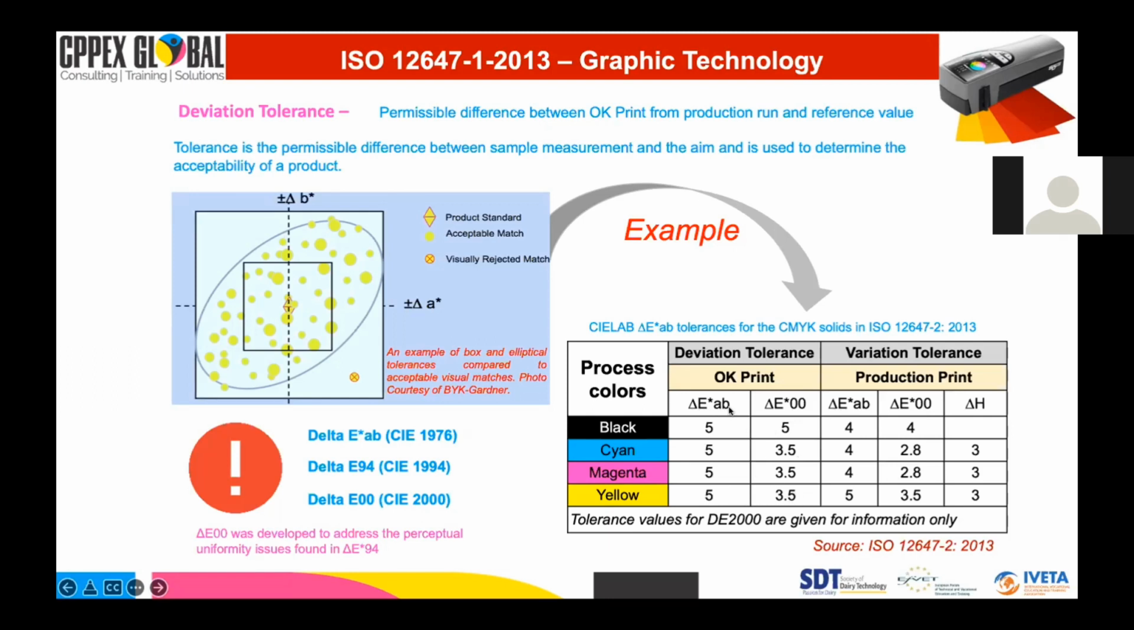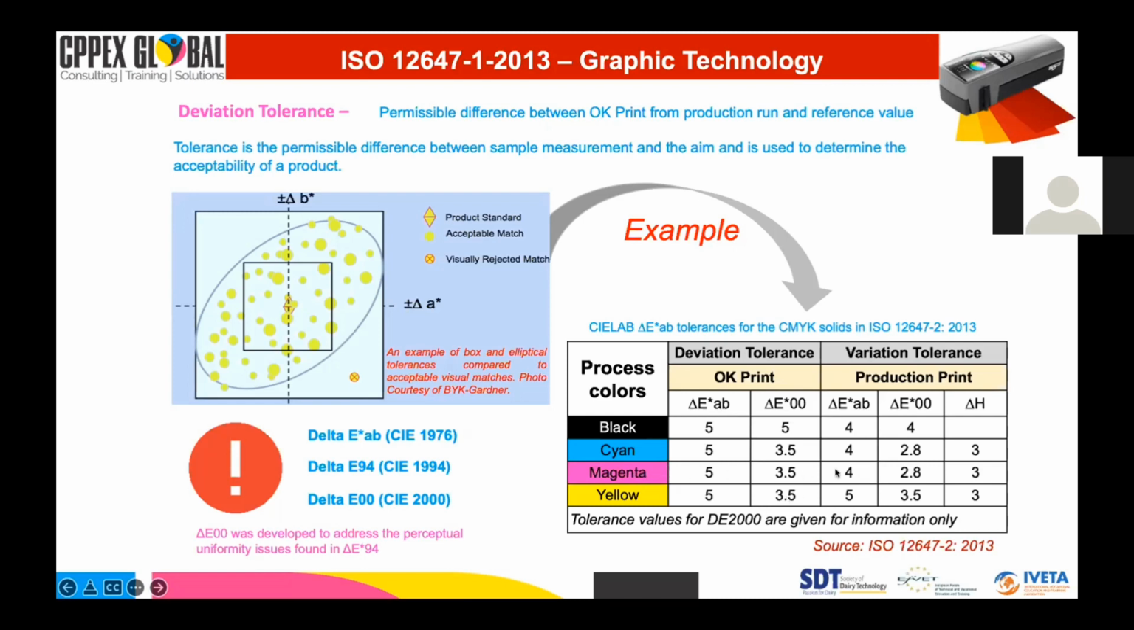So just like the other metrics of the light source, the observer, and the measurement angle, we also need to know which equation we're using, because somebody can be saying you should have printed this to 5 delta E and you printed it to something else. Somebody could be using 5, and somebody for the same yellow could be using 3.5.